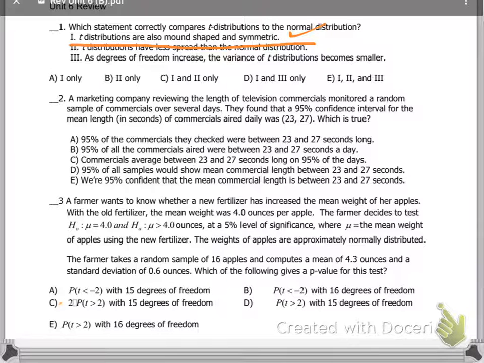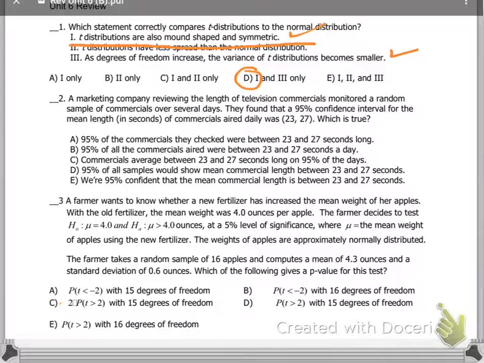Okay, so that's out. And as degrees of freedom increase, as n increases, the values of t become smaller. And that is true. And remember what I said is that as n increases, the standard deviations have a tendency to not vary so much. They become more similar. And so the only unknown then becomes the mean, and therefore the t becomes more like the z. So both 1 and 3, so D is the answer.